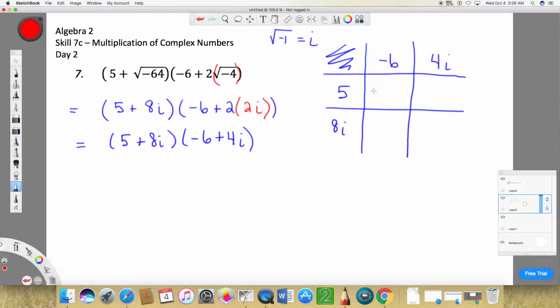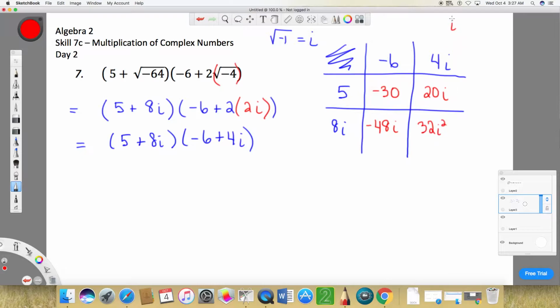5 times -6 is -30. 5 times 4i is 20i. 8i times -6 is -48i. And 8i times 4i is 32i squared.